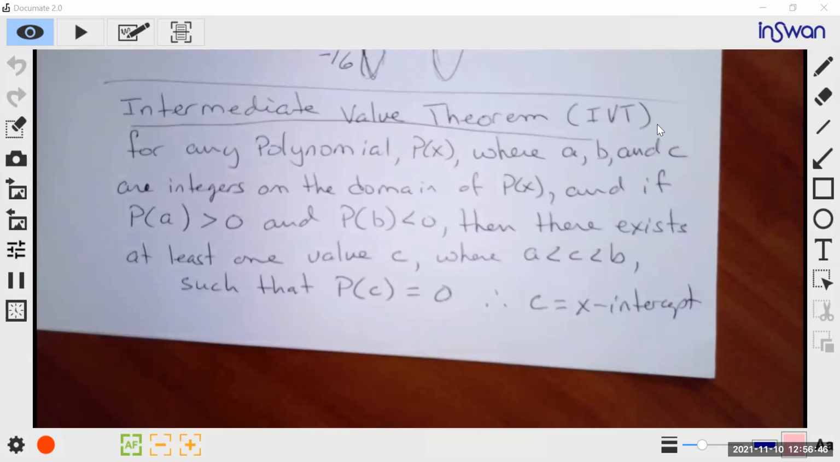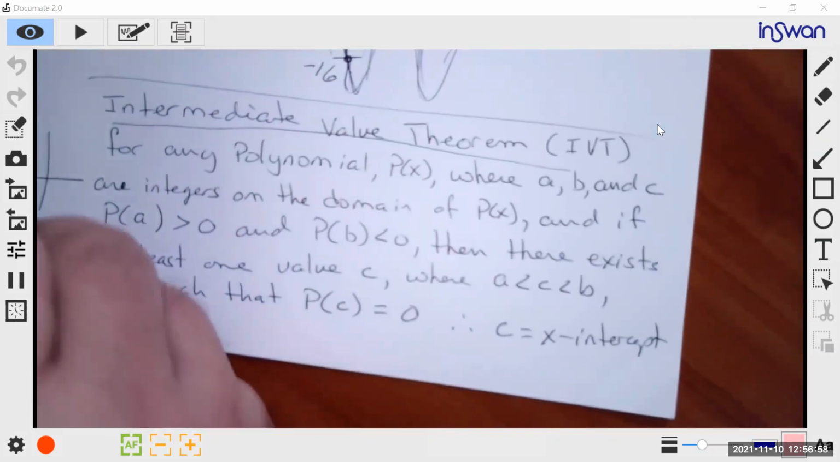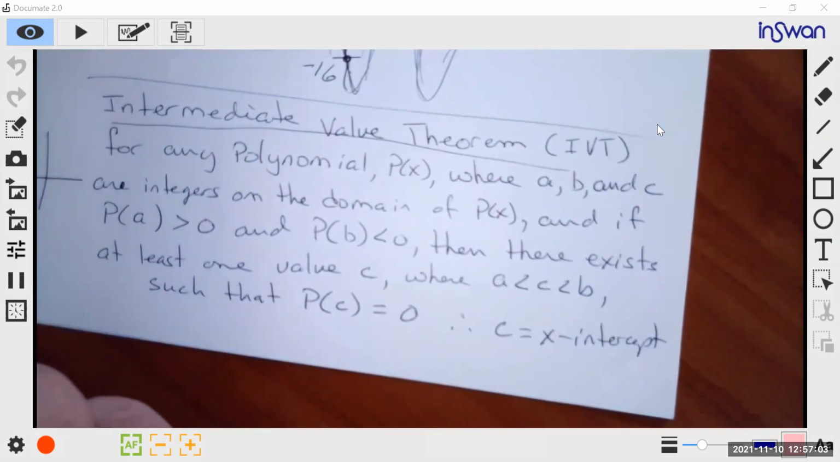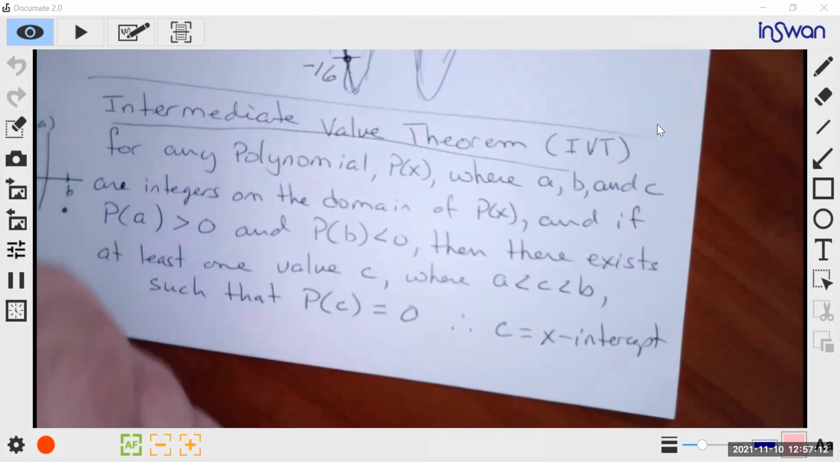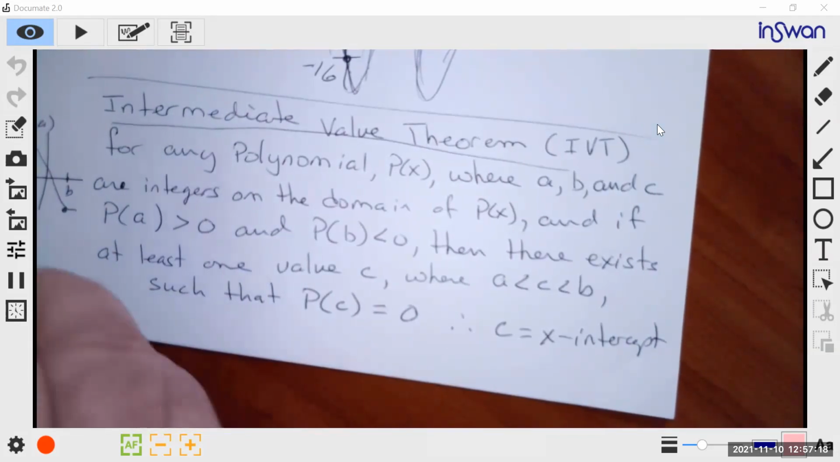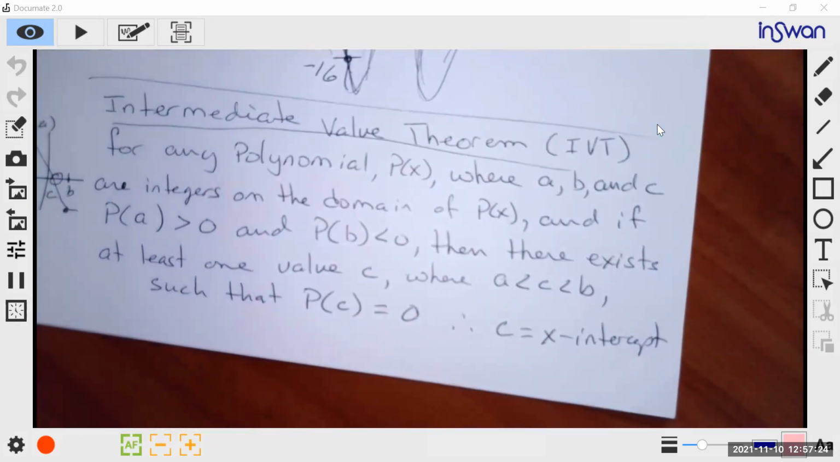Can you think of what that means? I know it's a lot of words, but the true meaning of this is this. If I have a graph, at point A, I have a point up there. That's P of A. And at B, I have another point down there. If I was to connect them, because remember, polynomials have to be continuous functions, that means at some point between there, it has to cross the x-axis. The P of C has to equal 0.